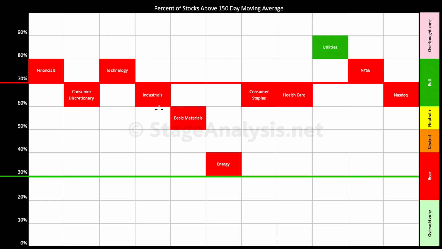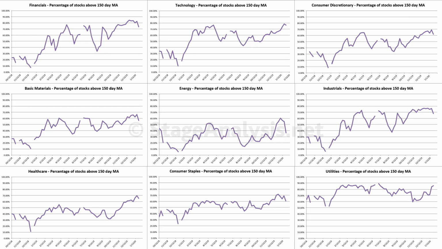So the majority of the sectors are currently still in the bullish range, although they all had, bar utilities, a down week. And I also include the NYSE and NASDAQ composite 150-day moving average data as well, which again both had down weeks this week. What we can look at next.